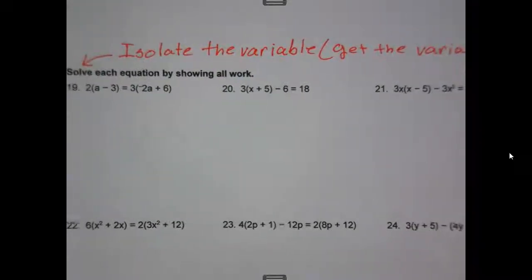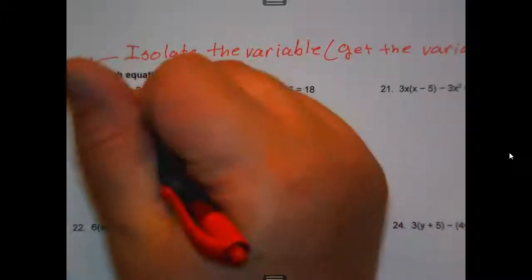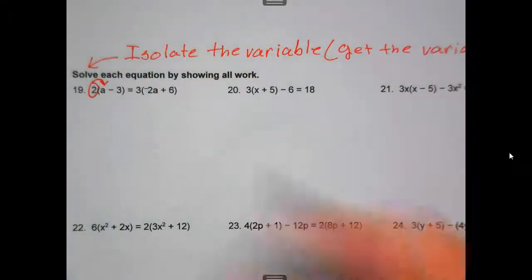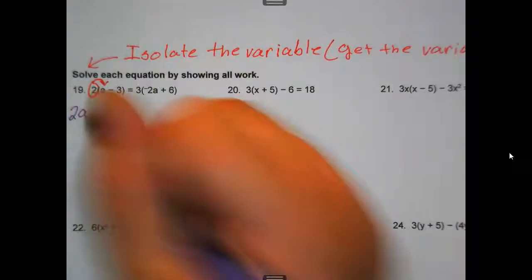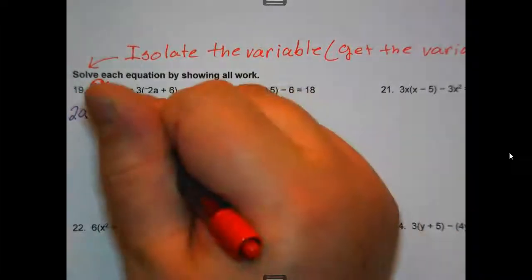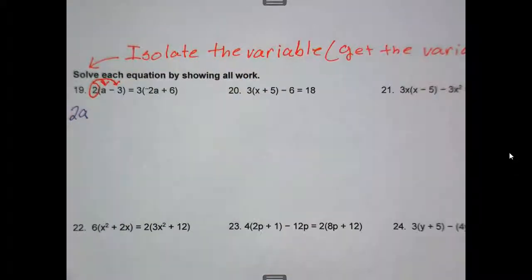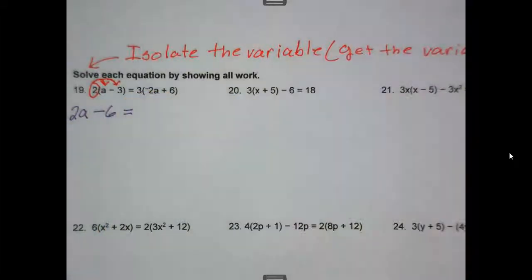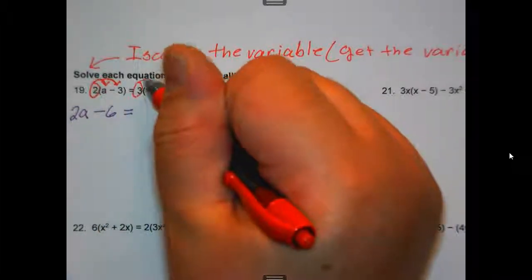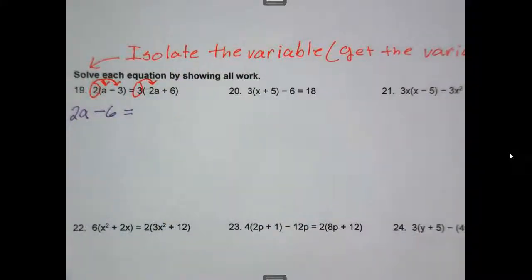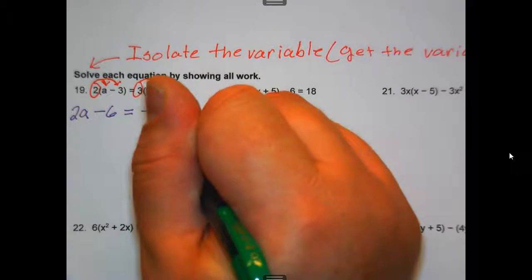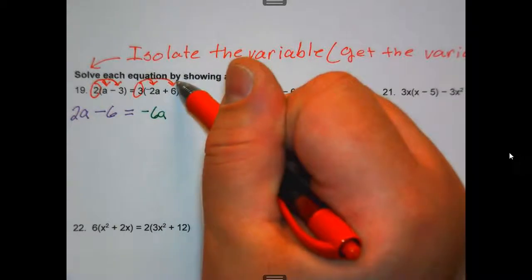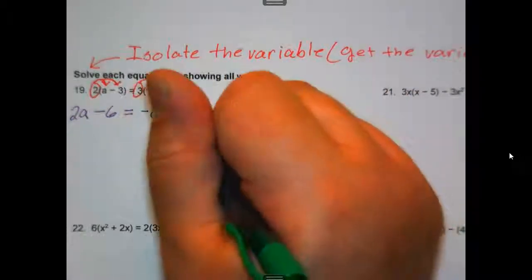So for instance, number 19, I have the 2 times a gives me, gentlemen, quiet down, 2a, 2 times -3, -6 equals 3 times -2a, -6a, and 3 times 6 is 18.